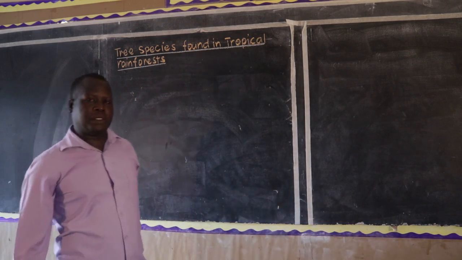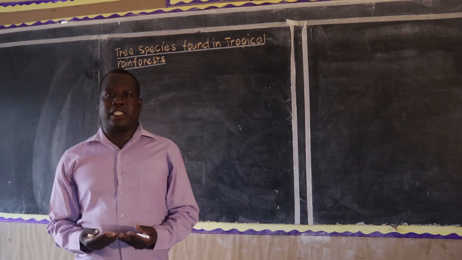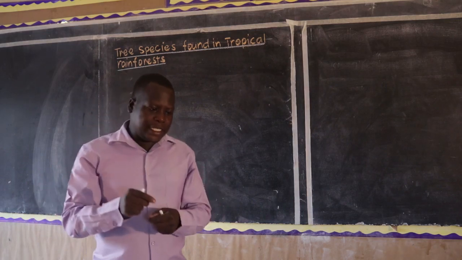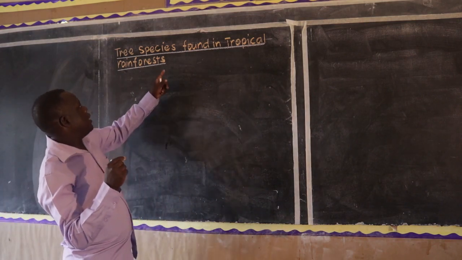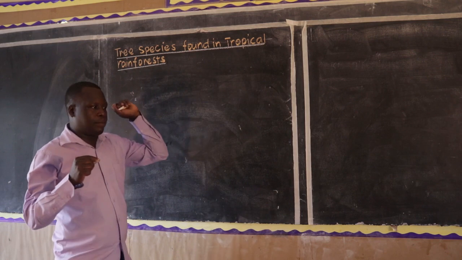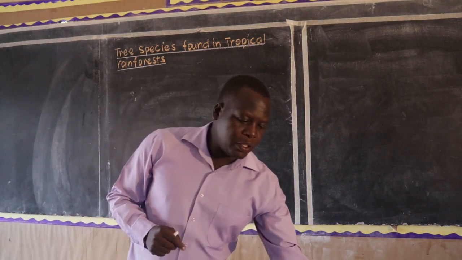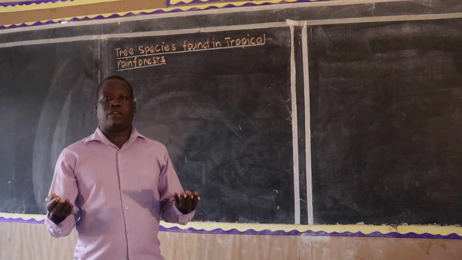What do we mean by tree species? We mean the variety of trees. It is not like a planted forest where you may have only one tree species, where the person chooses what to plant. So what are some of the tree species that we find in equatorial rainforests?